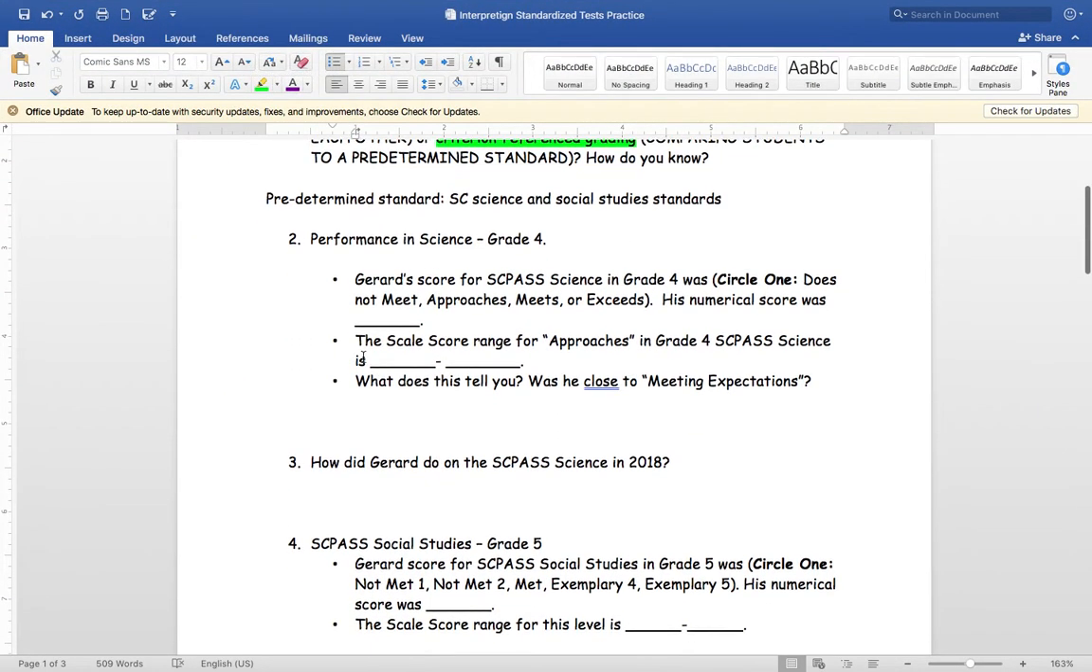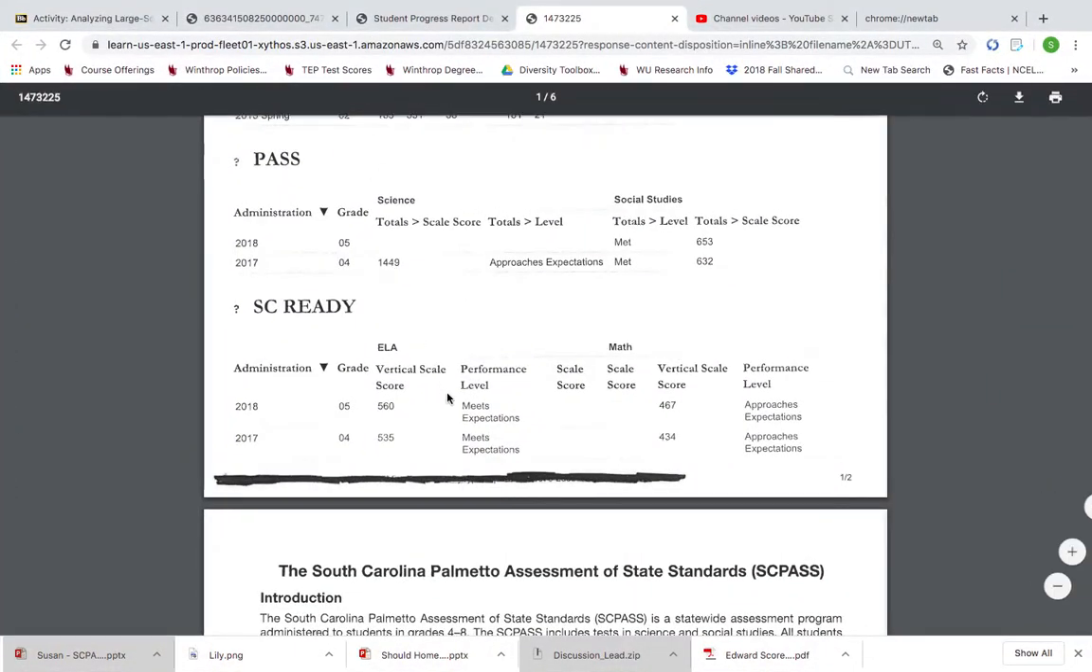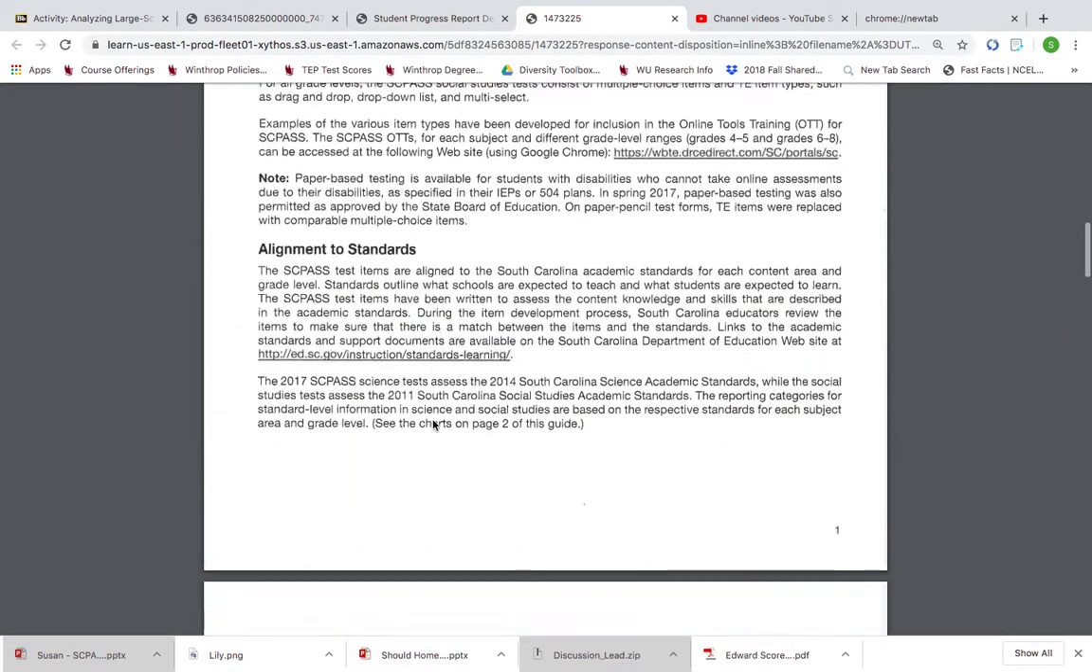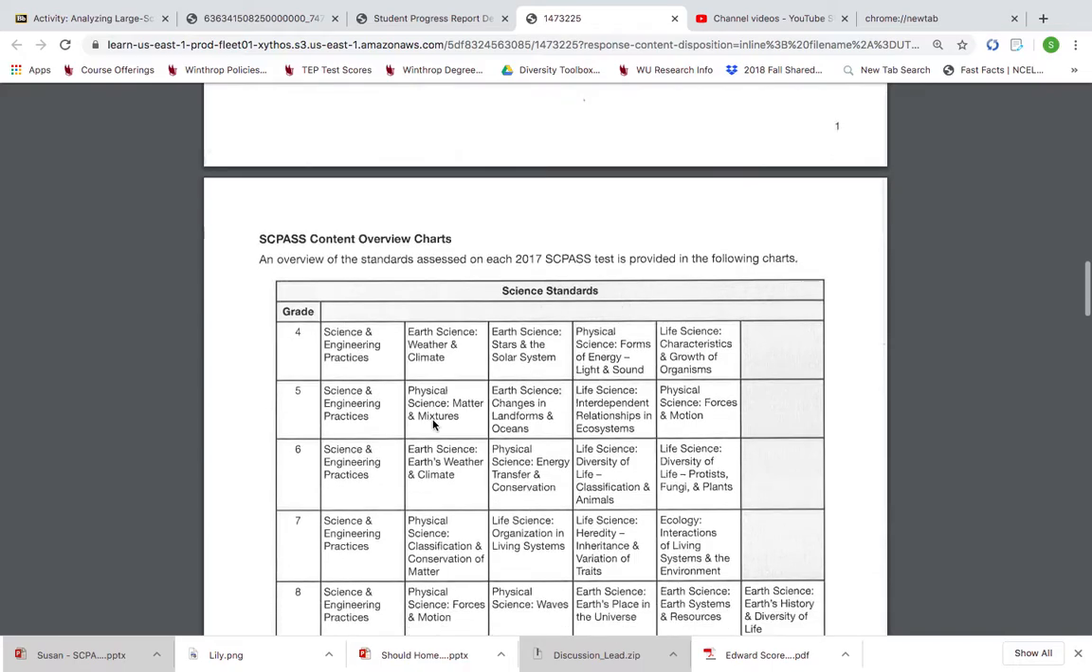Okay, now the scale score range for approaches in grade 4 is what? So let's just go ahead and put this. He got a 1449 and he was approaching. So let's look down a little bit more into this score report and see what it means to be approaching.